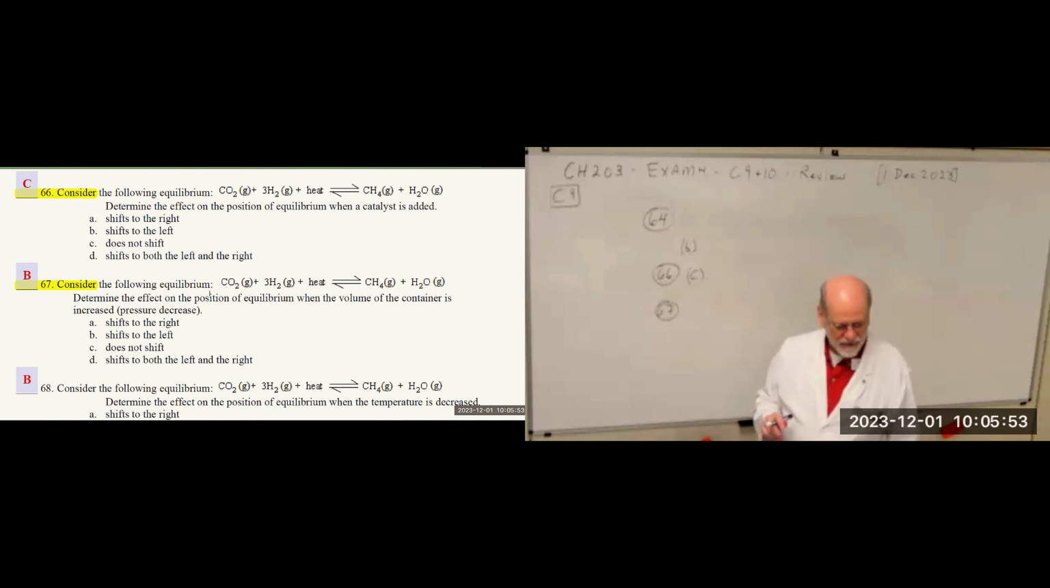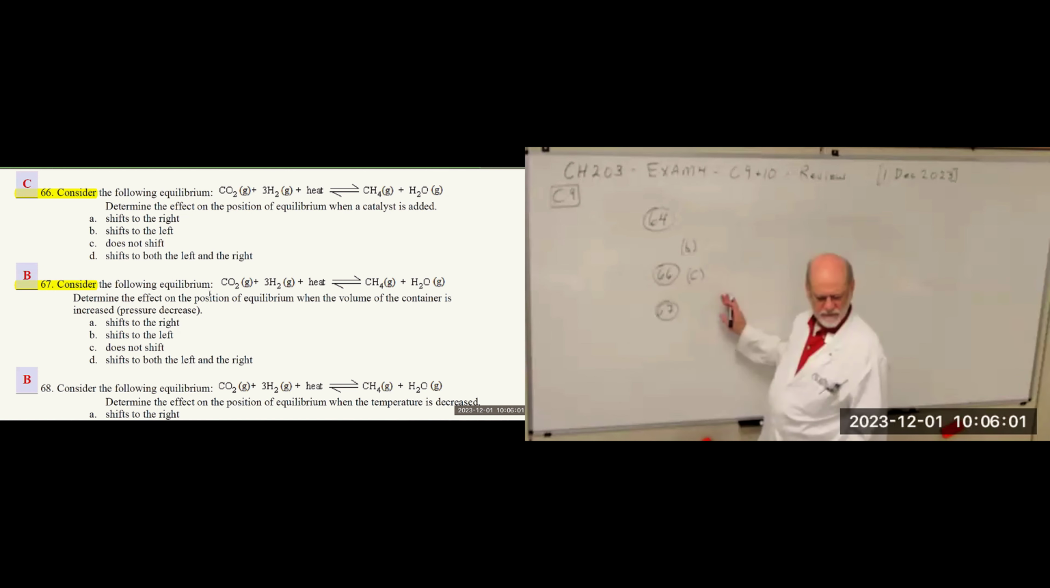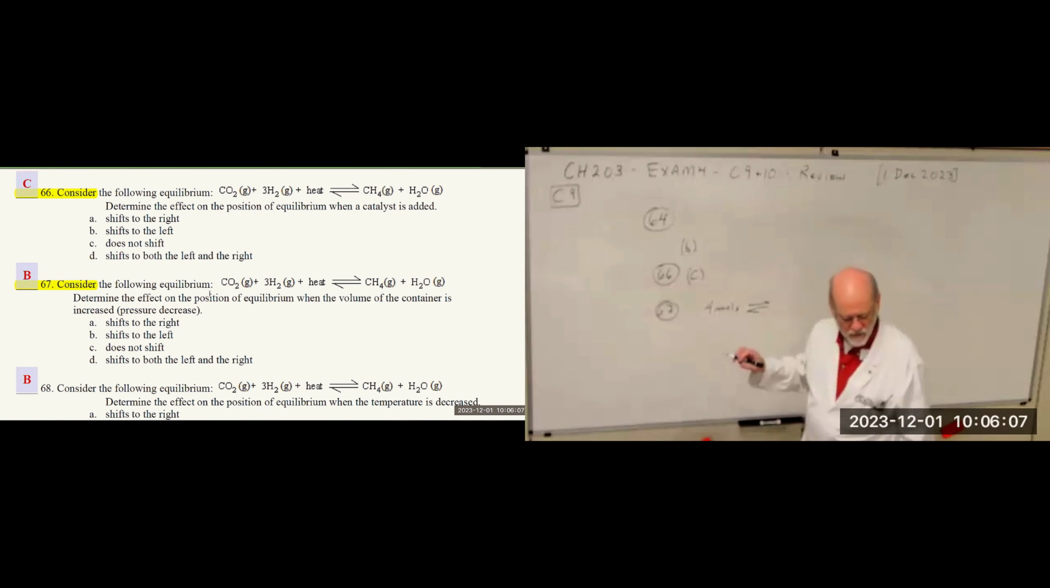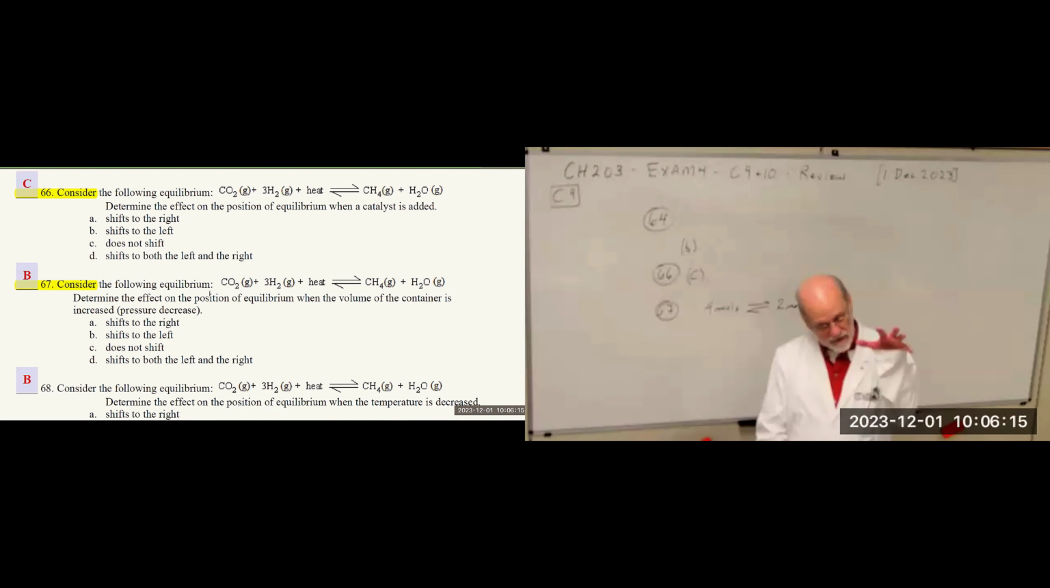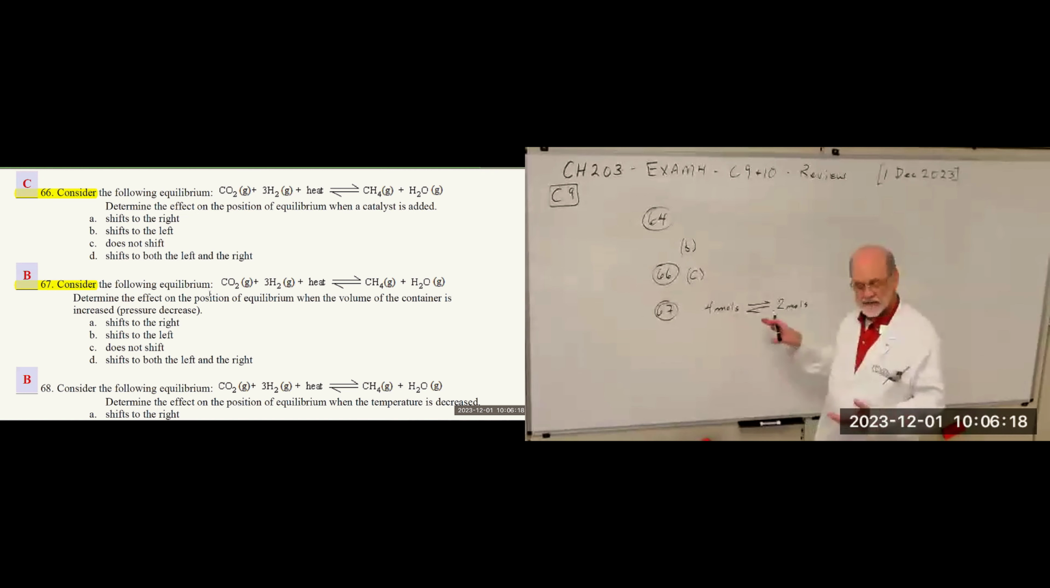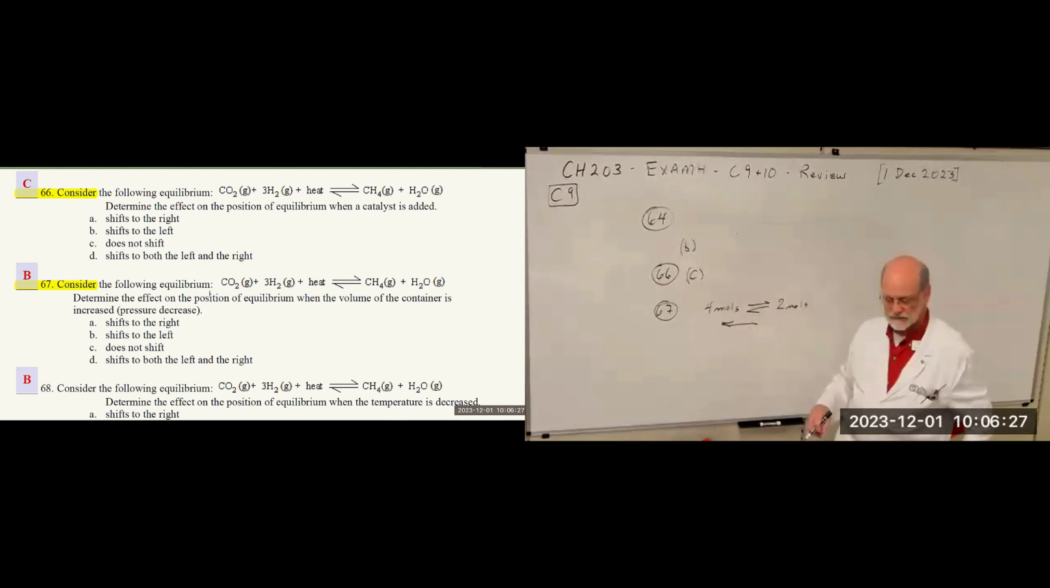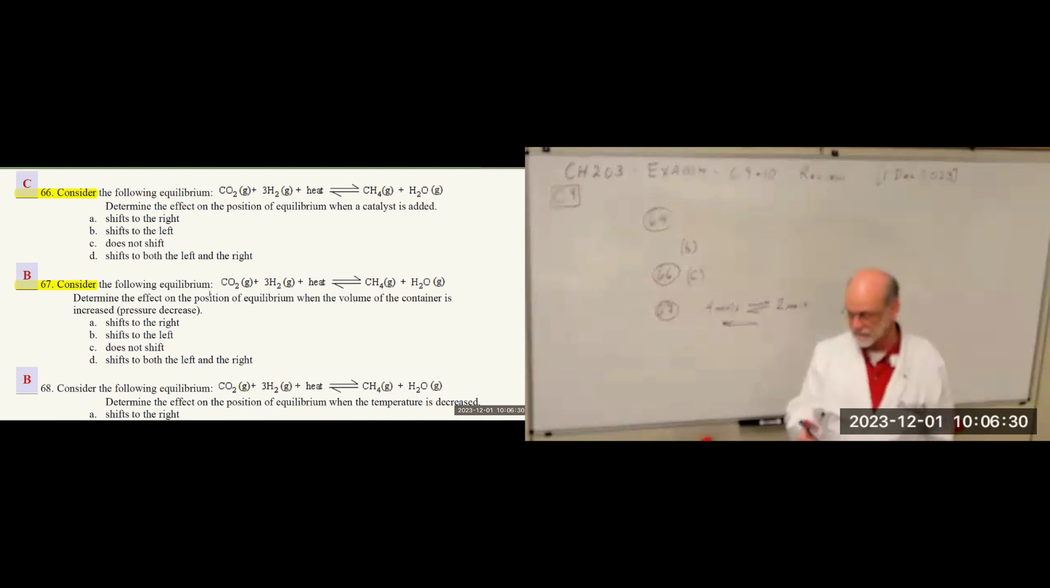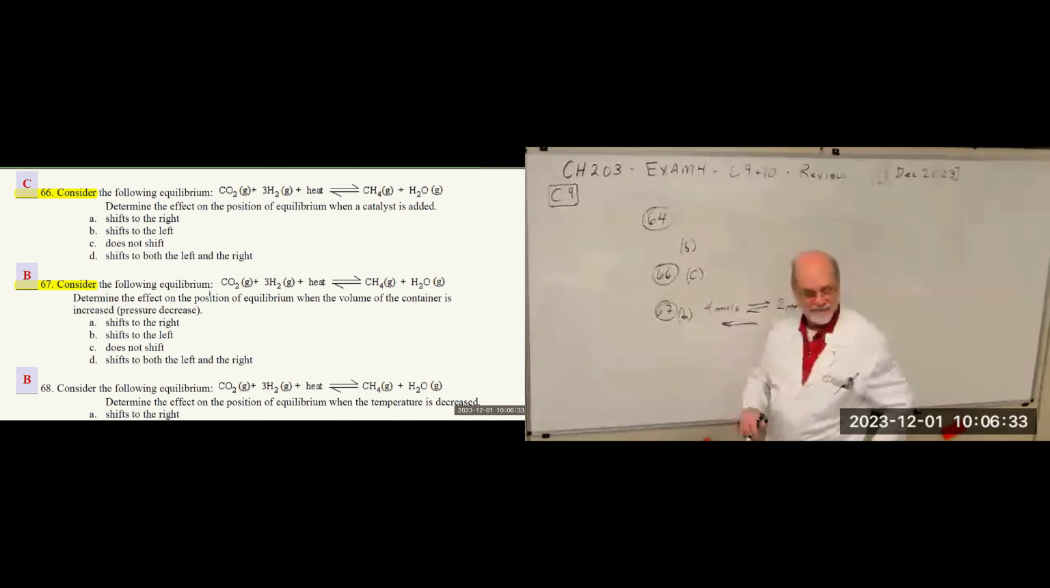How about 67? The effect on equilibrium when the volume of the container is increased. We decrease the pressure. So how many moles on the left? We've got 4 moles total on the left, and on the right, we have 2 moles. If we decrease the pressure by increasing the volume, the response of the system is going to be produce more moles of gas. So the shift would be to the left with that equation as written, which would be B.